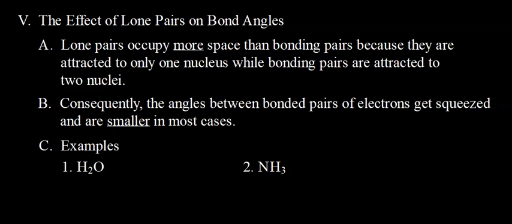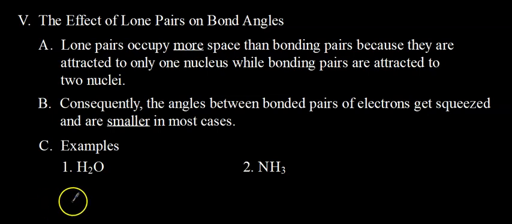Again, we can take a look in the book on pages 315 and 316, and we kind of see that. So the sticks in those ball and stick models represent the shared electrons, and then the lone electrons occupy this really big orbital. And so it's trying to show you that lone pairs of electrons occupy more space than bonding pairs of electrons. Consequently, the angles between the bonded pairs of electrons get squeezed together and are smaller in most cases.